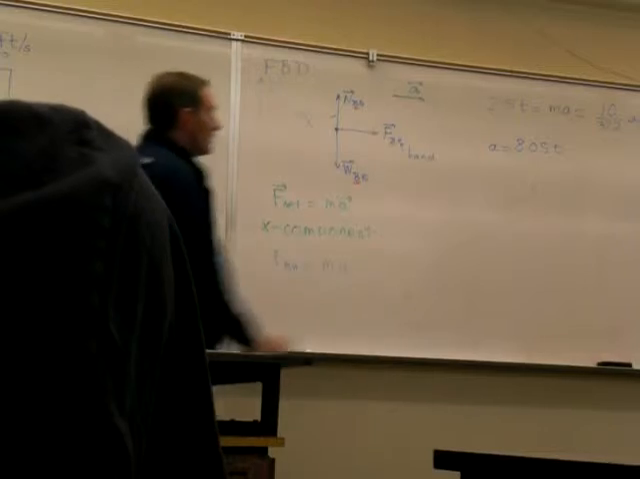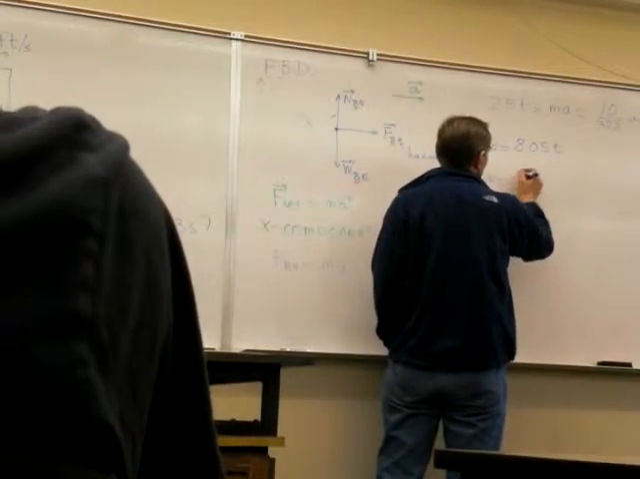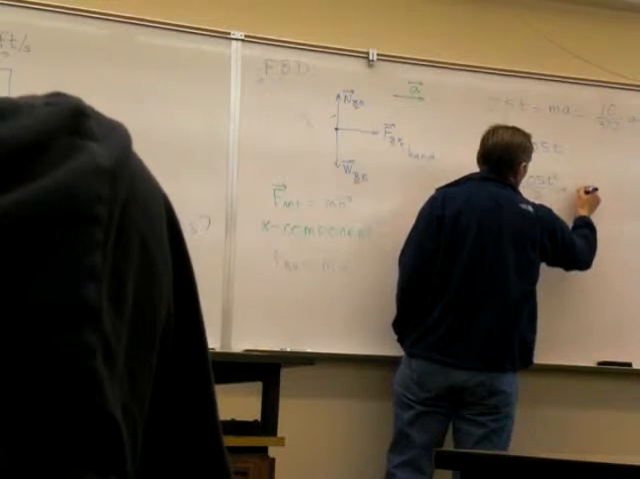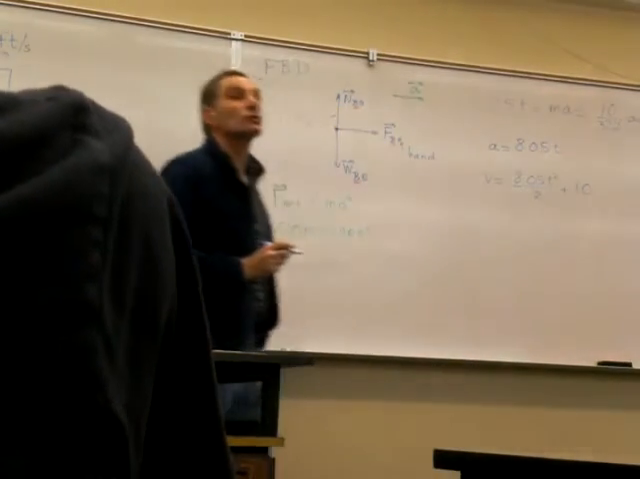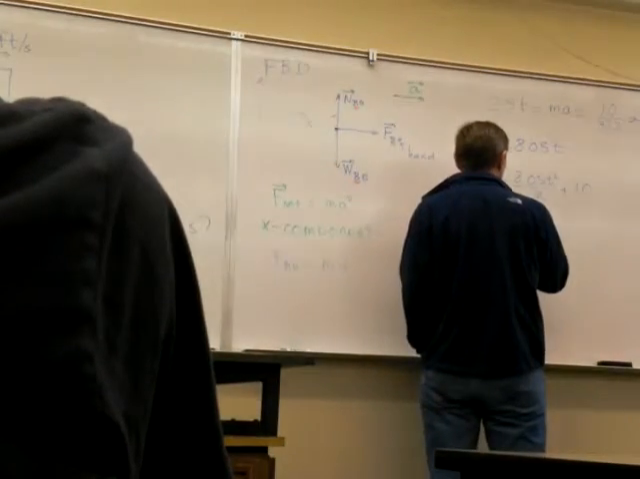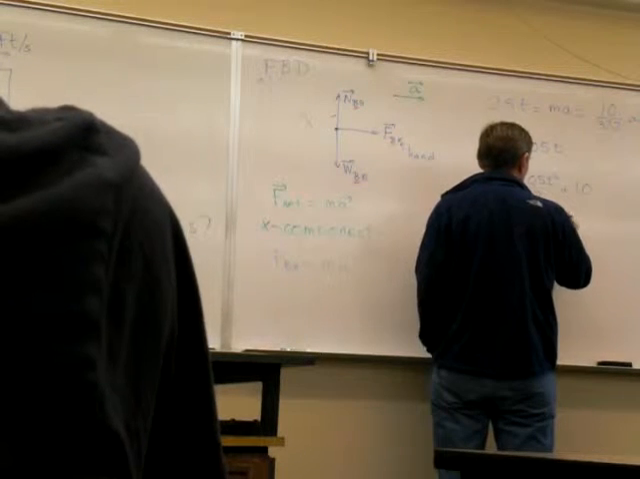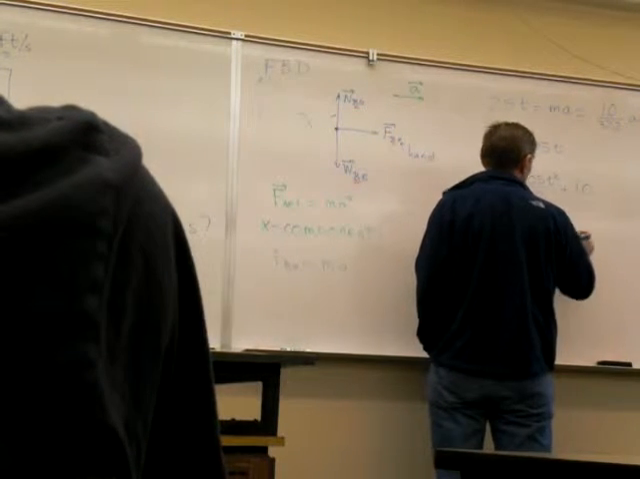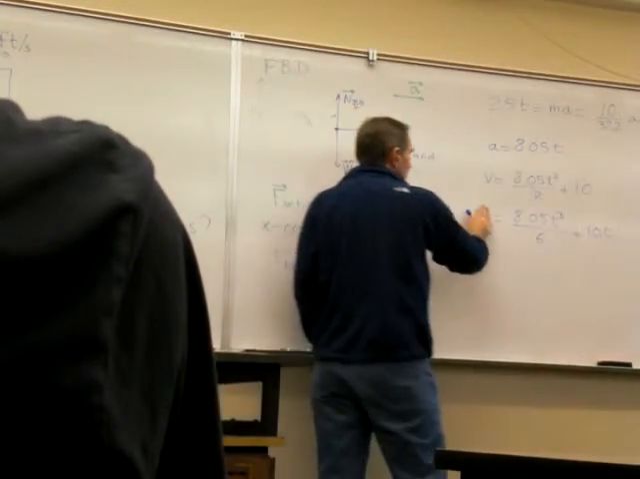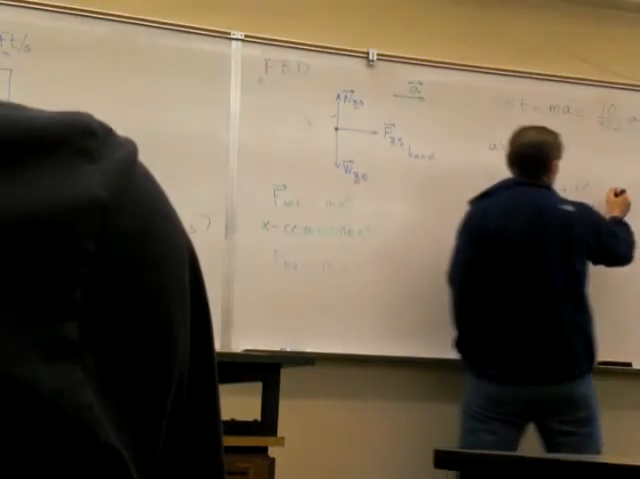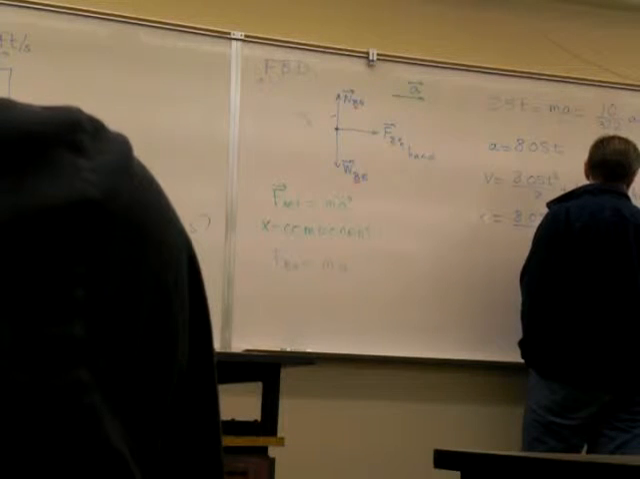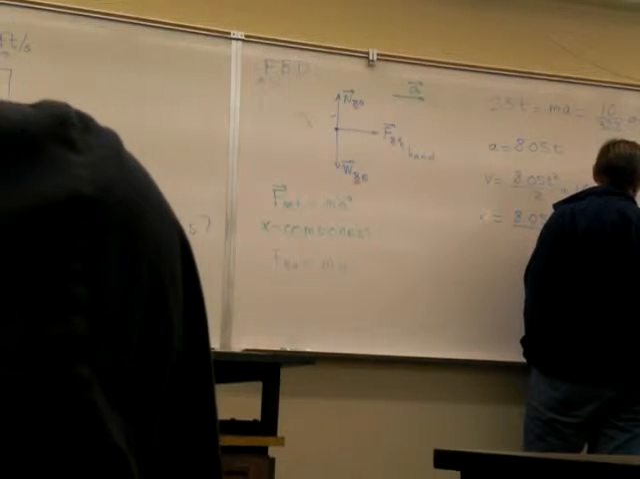So from that you get the velocity. Don't forget to add the constant, so that at t equals 0 the velocity is 10. Then you get the distance covered, x. So this gives you 46.2 feet per second, and this gives you 66.2 feet.